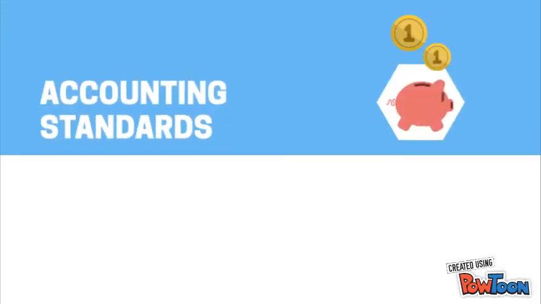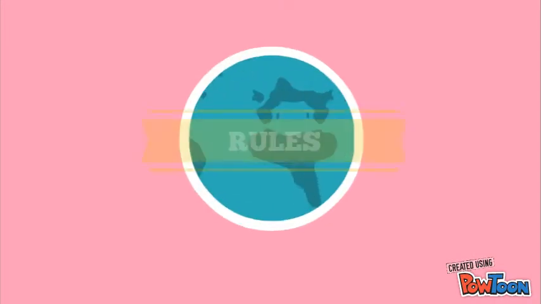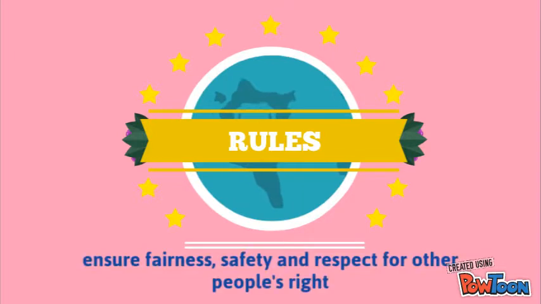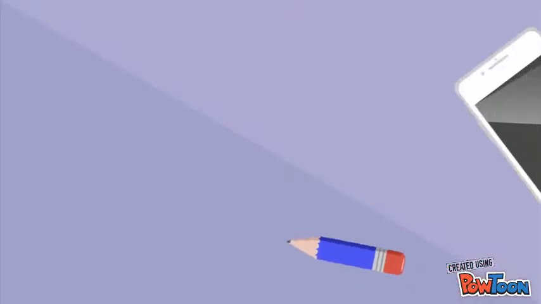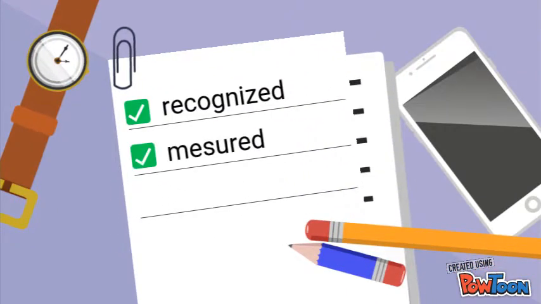Let's learn about accounting standards. Life cannot be organized without rules. They're designed to ensure fairness, safety, and respect for other people's rights. In accounting, there were accounting standards created to specify how transactions and other events are to be recognized, measured, and presented in financial statements.